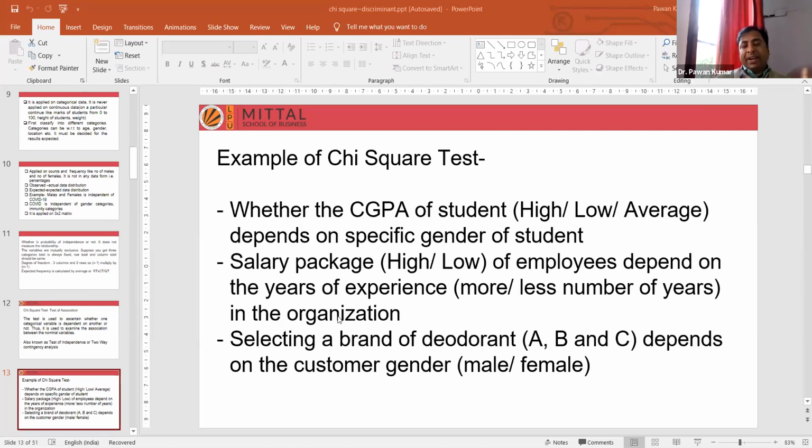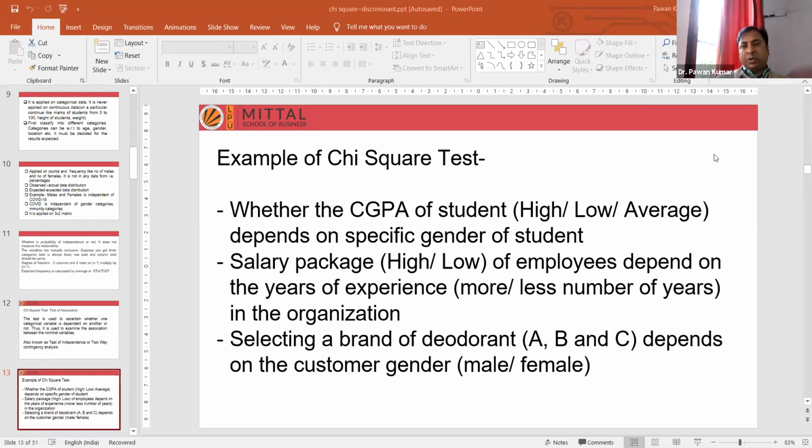And in case of a marketing research example, selecting a brand of deo, like there are different brands of deo: brand A, brand B, brand C. Whether this brand of deodorant depends on the customer gender, that is male or female. So when you are going to study the association between, say for example, I am a perfume company.